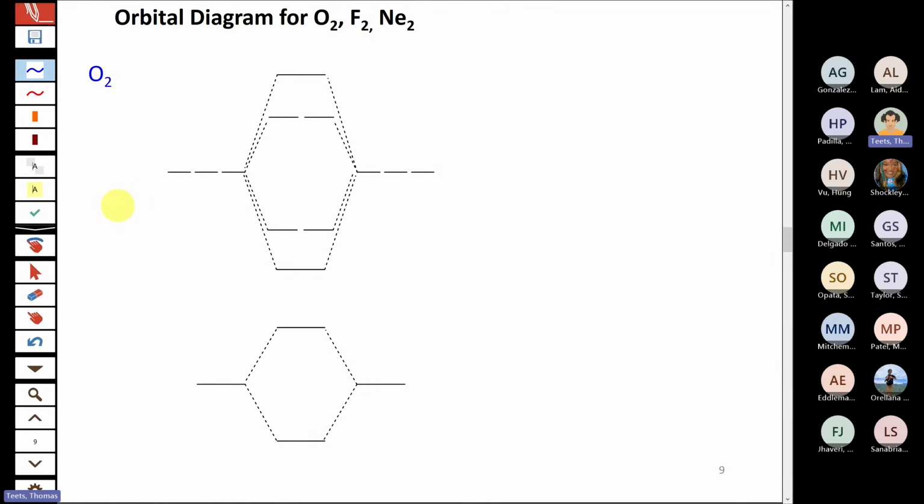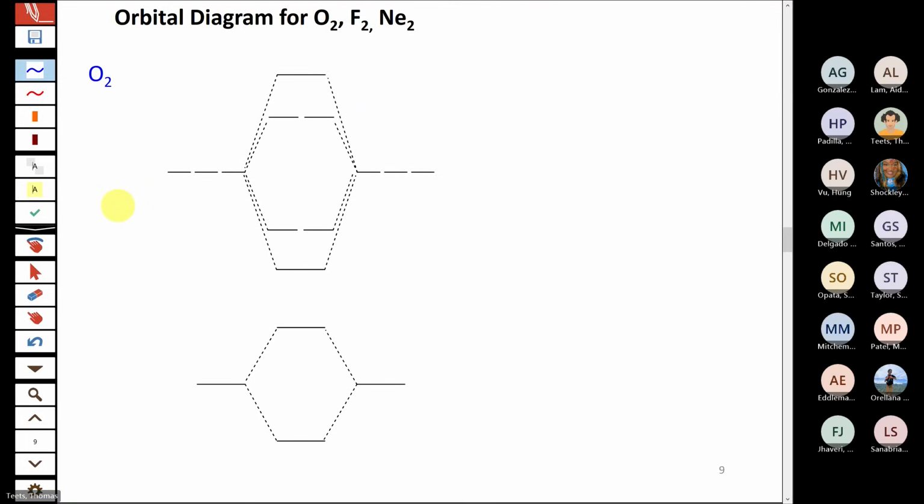So let's do it for O2 first. Remember that we introduced this topic last time by saying that O2 is paramagnetic, even though we wouldn't easily predict that from the Lewis structure. So let's see if the molecular orbital diagram for O2 predicts paramagnetic behavior.